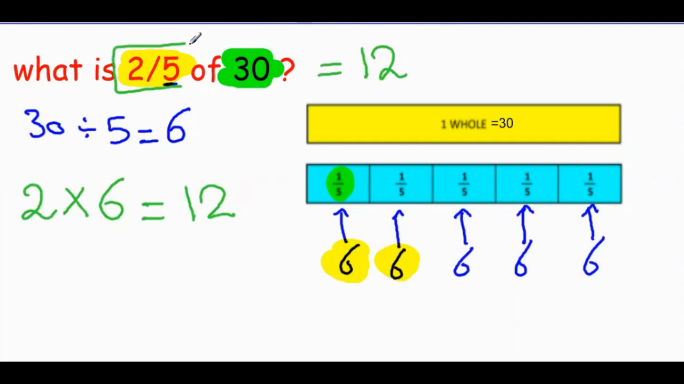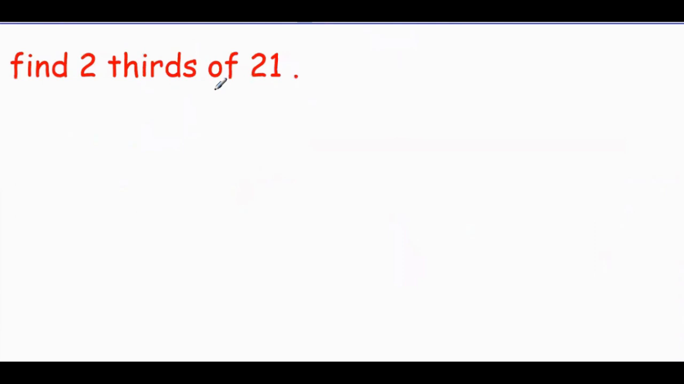Remember, 2/5 is a fraction, 2 out of 5 equal parts. 12 is the value of this fraction. Another example. Find 2/3 of 21. In other words, 2/3 is 2 out of 3. I want 2/3 of 21.